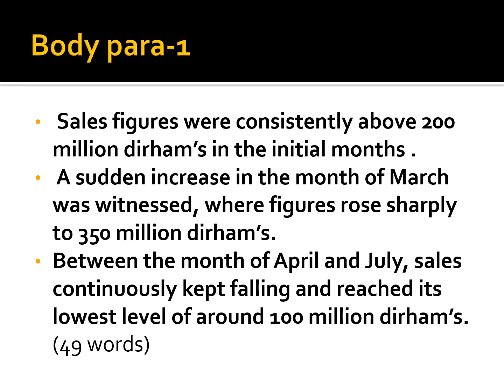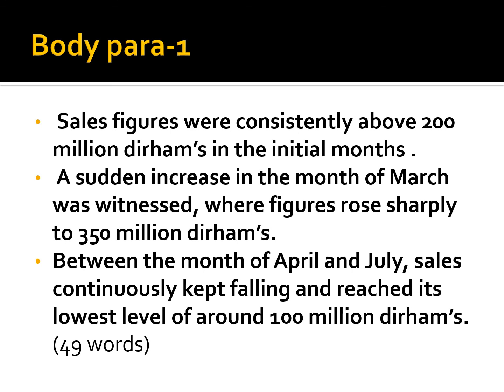First of all, let's just see our second sentence now. A sudden increase in the month of March was witnessed, where figures rose sharply to 350 million dirhams. Do you notice one thing? Yes, we are using rose and then sharply. Good? Let's move. The third sentence is, between the months of April and July, sales continuously kept falling and reached their lowest level of around 100 million dirhams. And if you notice, we are writing 49 words and as promised, we are writing 3 sentences. You need to check it over.